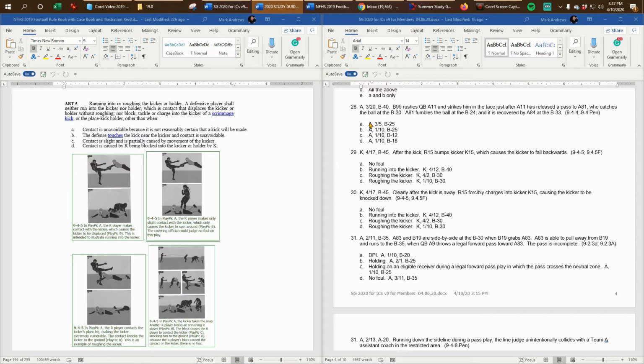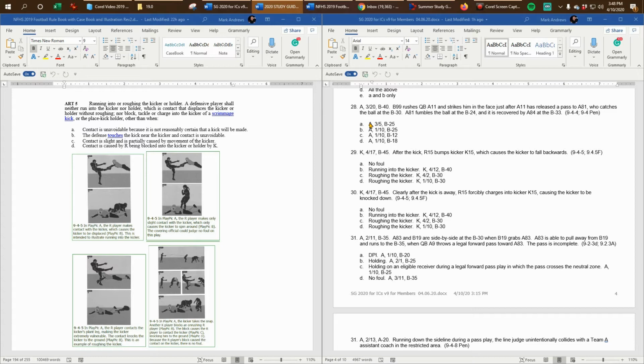Okay, question number 29. K, 4th and 17 at the B45. After the kick, R15 bumps K15, which causes the kicker to fall backwards. Is that no foul? Is it running into the kicker? Is it roughing the kicker? Well, this is a little bit ambiguous, I think. It's hard to say. Bumps implies that it wasn't much contact.